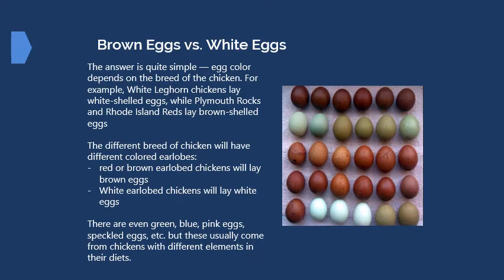There are even green eggs and blue eggs, pink eggs and speckled eggs, but these usually come from chickens with different elements in their diets as opposed to their breed of chicken. As you can see from the picture, even the green eggs have shades. So the darker green eggs come from those red earlobe chickens, whereas the lighter green eggs come from the white earlobe chickens.